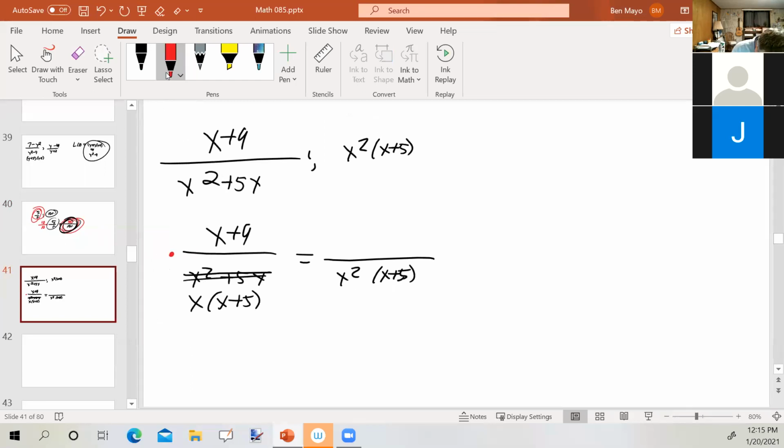I'm trying to squeeze that in there, and I don't know if I will actually be able to get it in there. What do I need in the denominator? An x. Yeah, I was trying to make more room and I didn't even need more room. So I'm going to have an x on top, which is going to give me x squared plus 9x as my new numerator. Okay? Does that make sense? I hope so, because that's my story and I'm sticking to it.